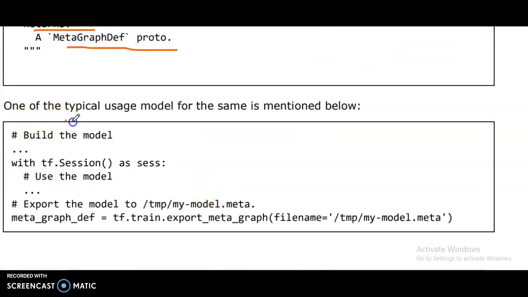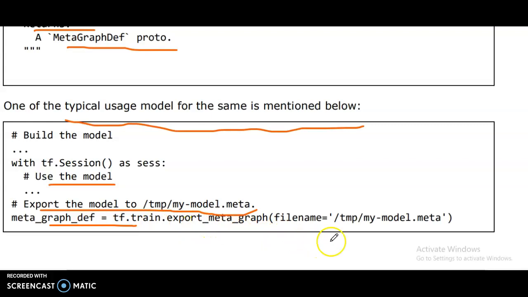One of the typical usage models for the same is mentioned below. Build the model with tf.Session as sess. Use the model. Export the model to /tmp. my_model equal to metagraph tf.train.export_meta_graph(filename='/tmp/my_model.meta').